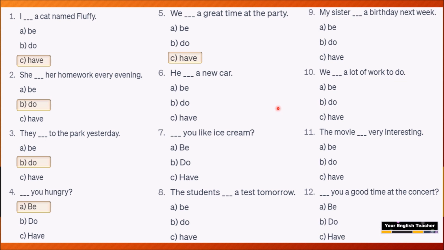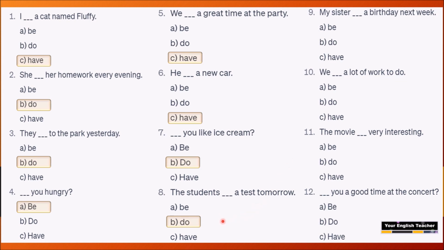He dashed a new car. So he had a new car or he has a new car. It is possession. So we need a have verb here. Dash you like ice cream? So here it is about liking and it is a question form and we need a do verb as a helping verb. So do. The students a test tomorrow. So here students will take a test. Taking is an action. So do. Taking is a do verb. Take. So we need a do verb here.